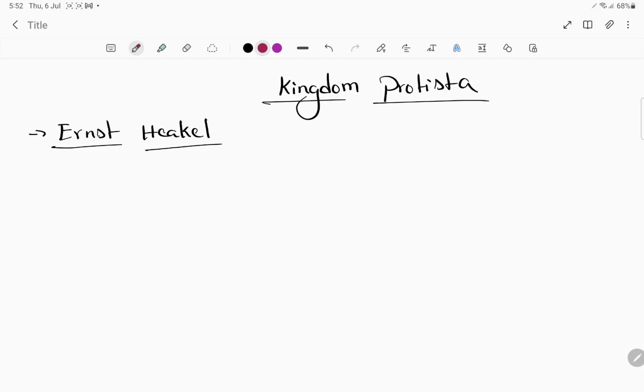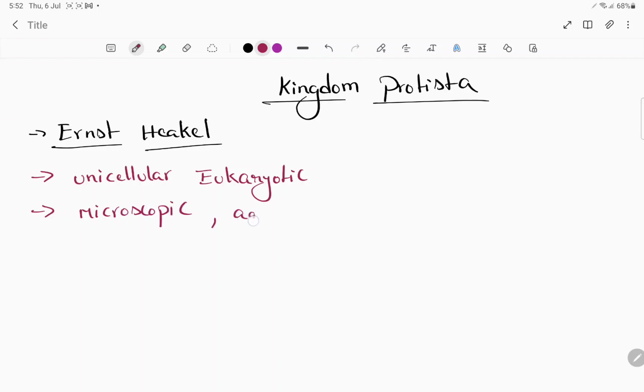Okay, so we already know this theory was disapproved by Carl Ernst von Baer. Just as it came here, that's why I am telling you priorly. They include mainly unicellular eukaryotes. They are microscopic organisms which are mostly aquatic in nature.